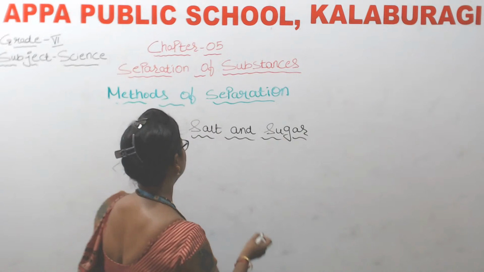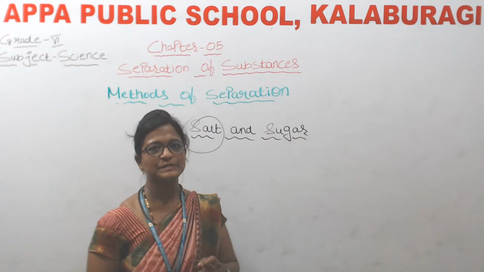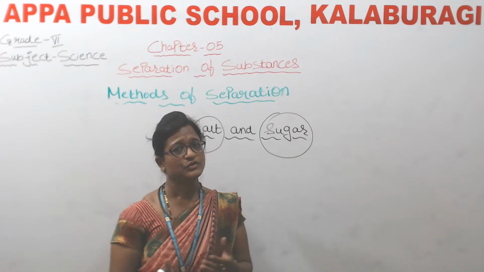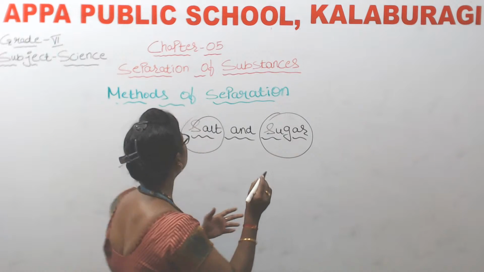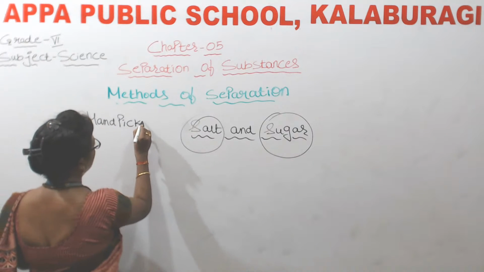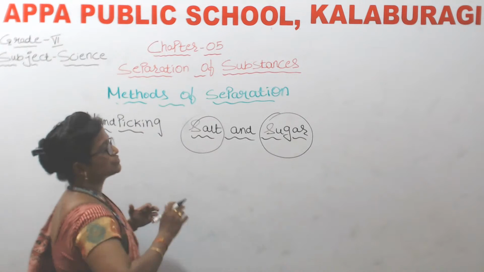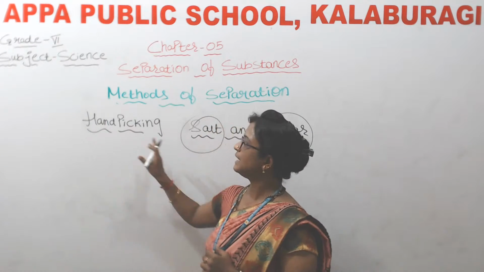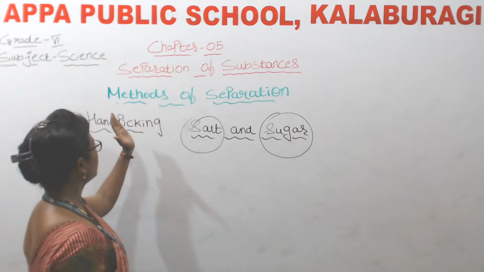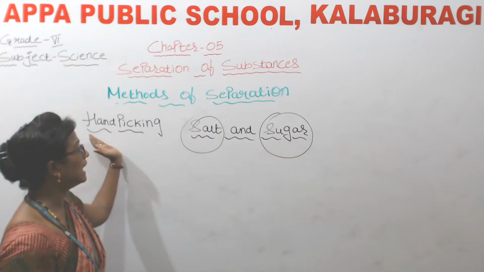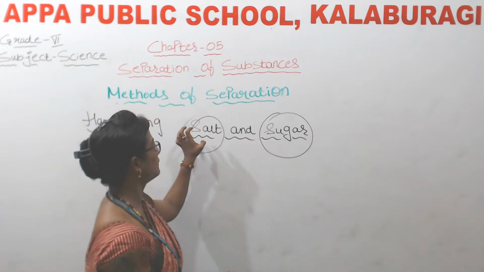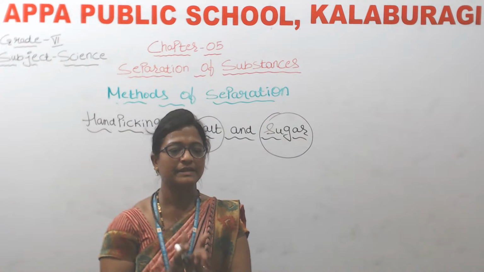No, because here salt is a very small particle and sugar is also a very small particle, isn't it? So we cannot see them. I am talking only about the hand picking method. We cannot separate salt and sugar by this method, the hand picking method, because they are very small particles.